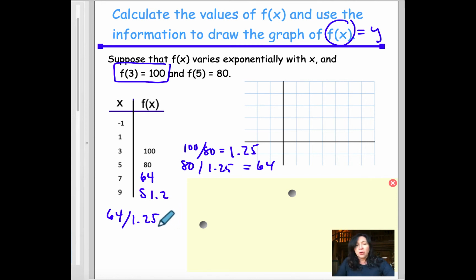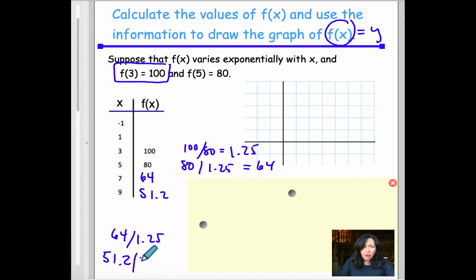And I could even do it one more time if I wanted to. Totally fine. Let's do it one more time and move this down. And if I did it one more time, what that would give me is 51.2 divided by 1.25. And I believe I get 40.96, and that's 9, 7. So I'm adding by 2, 3, 5, 7, right? I'm adding by 2, so that's 11.